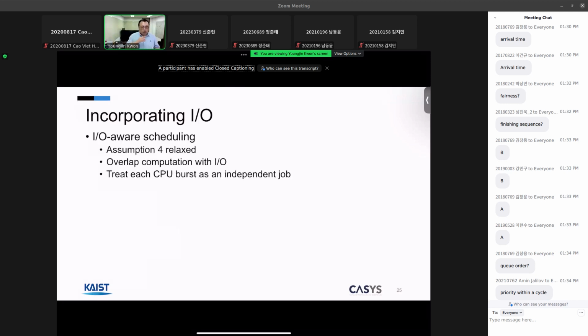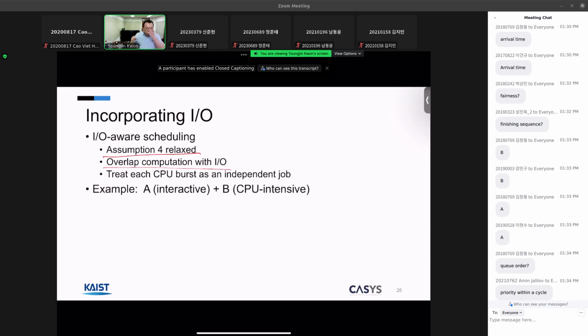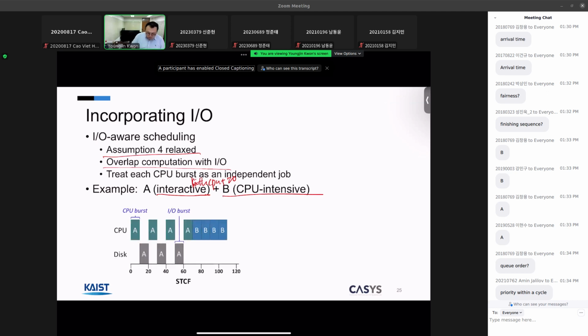We made assumption 4 that a task only executes CPU time, but let's relax this assumption. A task may interleave CPU time, IO time, CPU time, IO time, overlapping computation with IO. Here is an example: task A is interactive, using both CPU and IO, and B is only using CPU. Let's say these two tasks are executed simultaneously in a system. This is a typical STCF schedule.